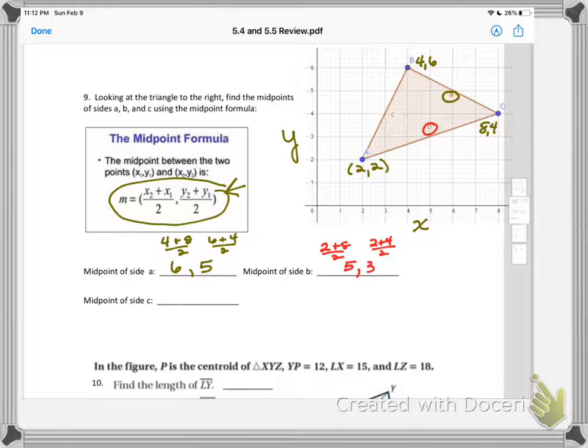Okay, looking at side C, I'll change again. So here is side C, and you need to have the midpoint of points A and B. So A is going to be 2 for the x plus 4 for the x of B, divided by 2. 2 plus 4 is 6 divided by 2 is 3. And then do the y's. So 2 plus 6 divided by 2, 8 divided by 2 is 4.